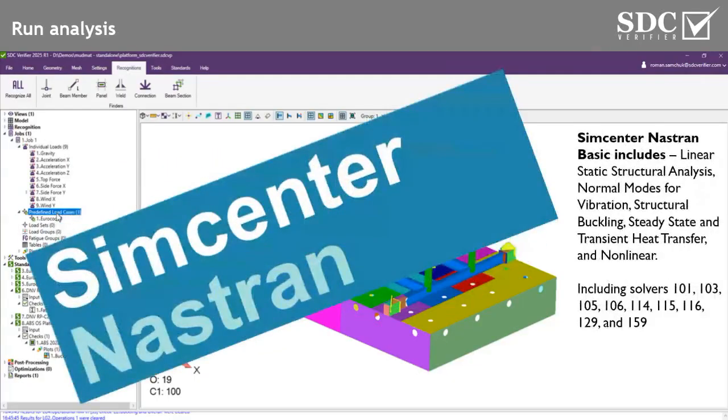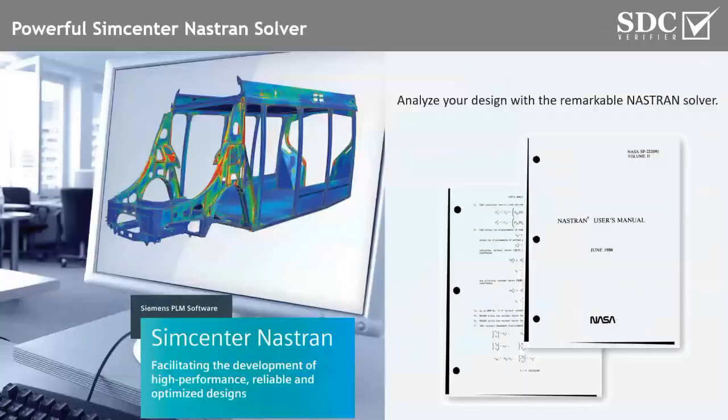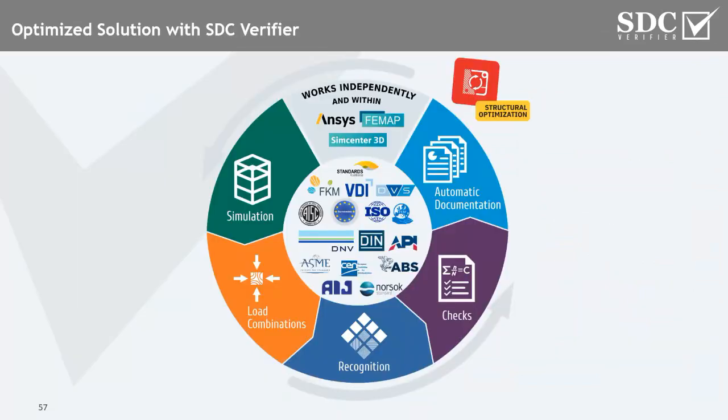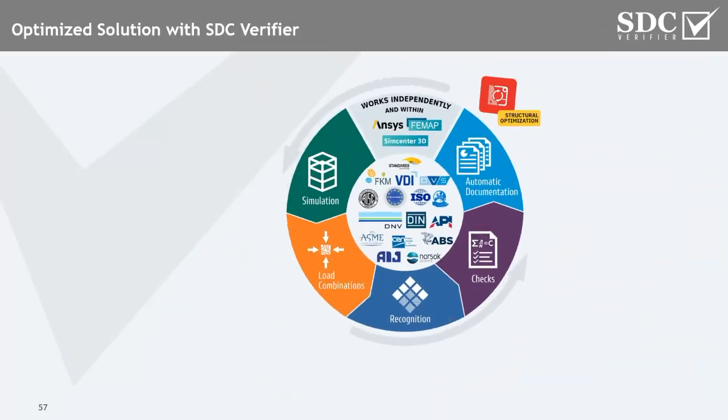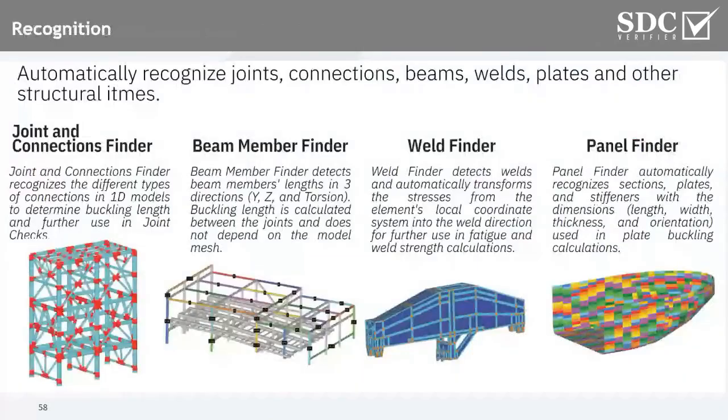All this is backed by the Nastran solver. So this is a SimCenter Nastran that was developed many years ago, basically in the 60s, by NASA, so NASA Structural Analysis. And yeah, after you do this analysis, what you can do, you can quickly recognize your structural members, whatever it is, whether it's a joint, beam, weld, or buckling, or plate fields.